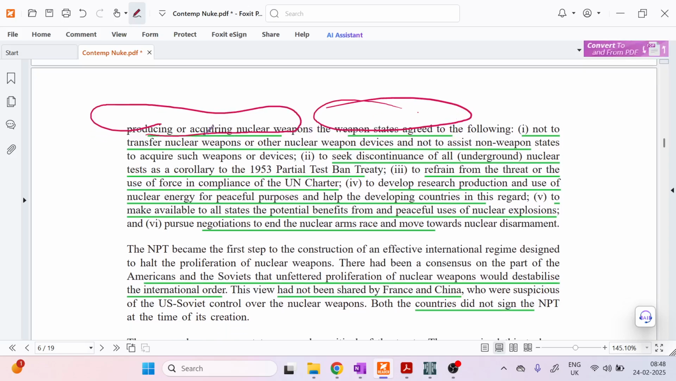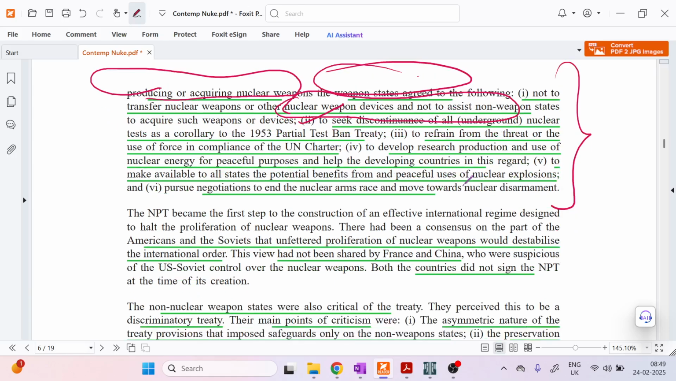to many conditions such as peaceful technology would be transferred, other non-weapon states would not be assisted, would not be delivered these nuclear weapons, and all tests, whether underground, airborne, or sea based, would be discontinued and such and such.